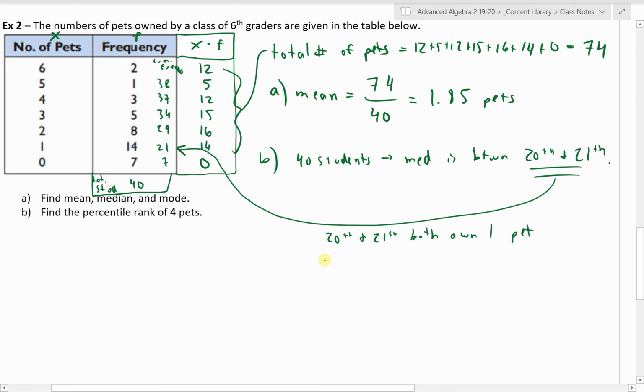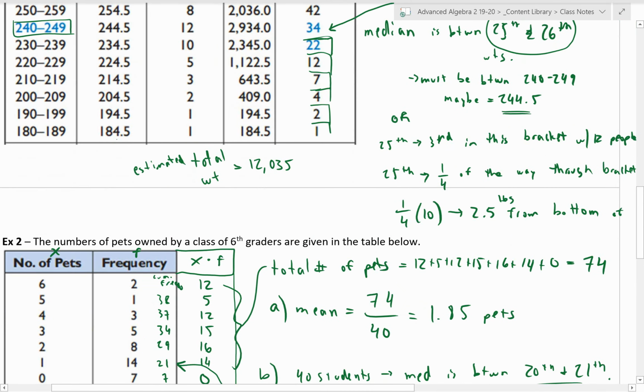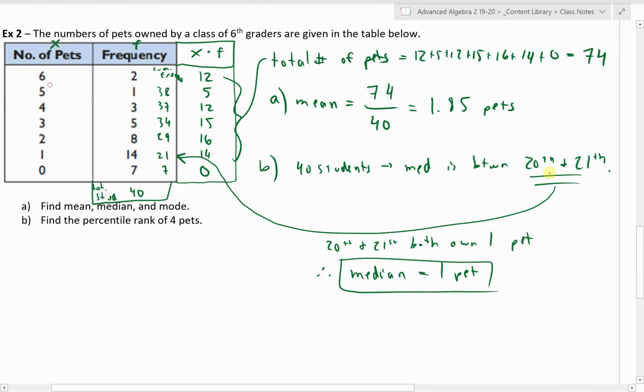And the average of 1 pet is obviously 1. So if they each own 1, the average of their ownership is 1. So then the median would be exactly 1 pet. And that's not like in the previous example up here where we were kind of guessing and we weren't really sure and you have all this convoluted stuff here. This one's much more straightforward. The 20th and 21st persons in the class must own 1 pet. So the median must be 1 pet.